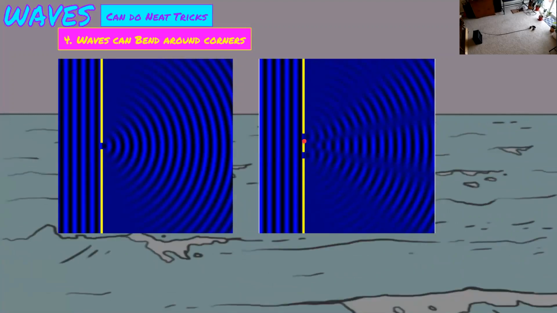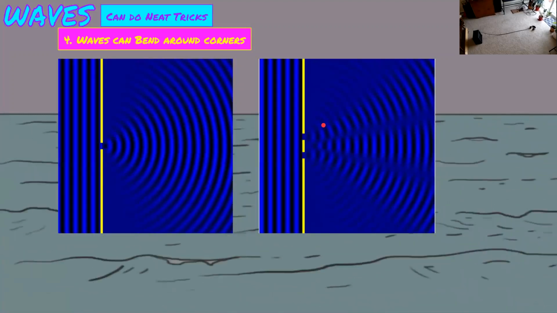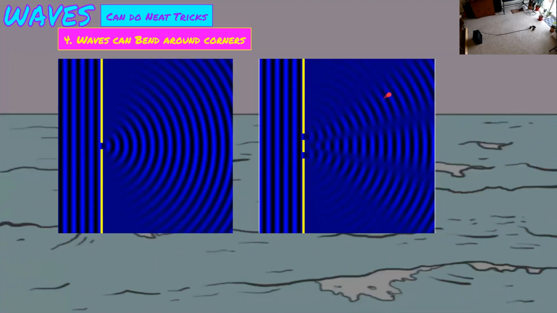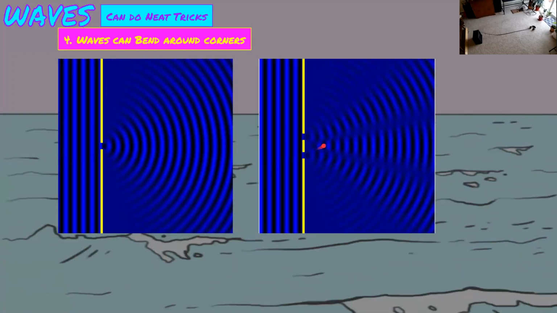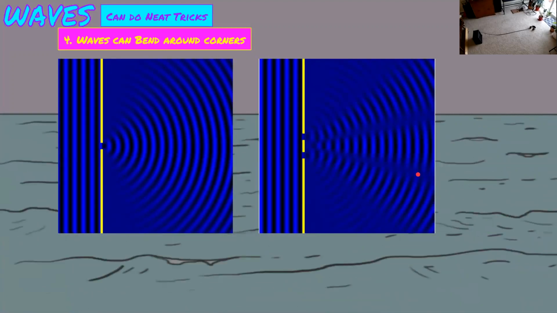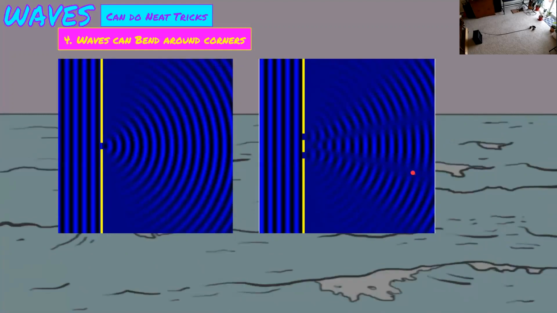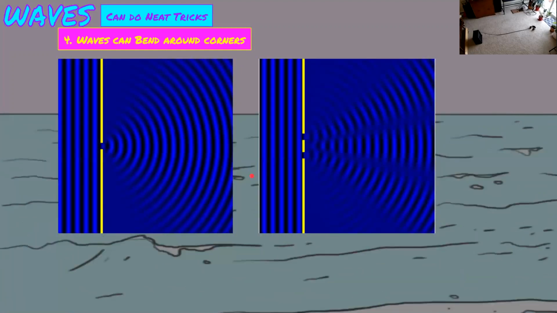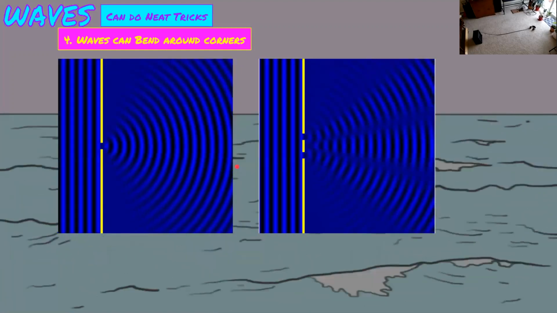If you have a couple slits, some interesting things happen where you have the waves adding to themselves in some places and the waves subtracting from themselves in other places. This has more applications in sound and light, and we'll look at this phenomenon when we study those units.